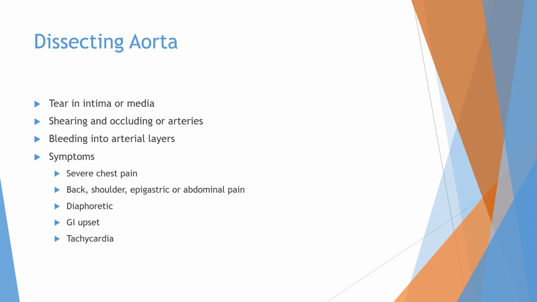So a dissection, right? This is going to be our medical emergency. We have shearing and occluding of the arteries, lots of bleeding. And then this is that severe chest pain, back pain, epigastric abdominal pain. They're going to look like a hemorrhaging patient because they are. They're internally hemorrhaging. Tachycardia, diaphoretic, GI upset, hypotensive, anemic, all of those symptoms.